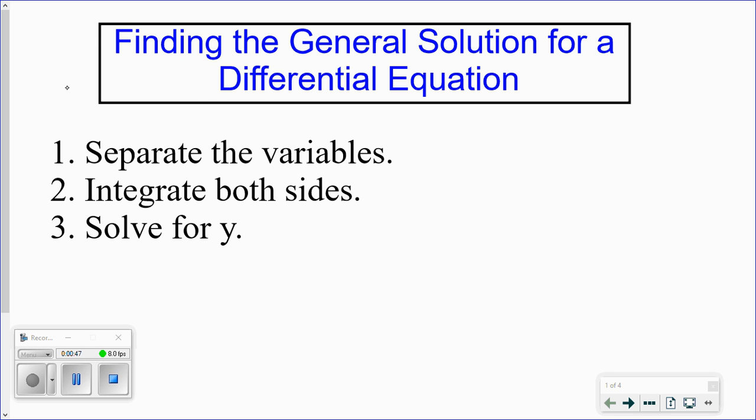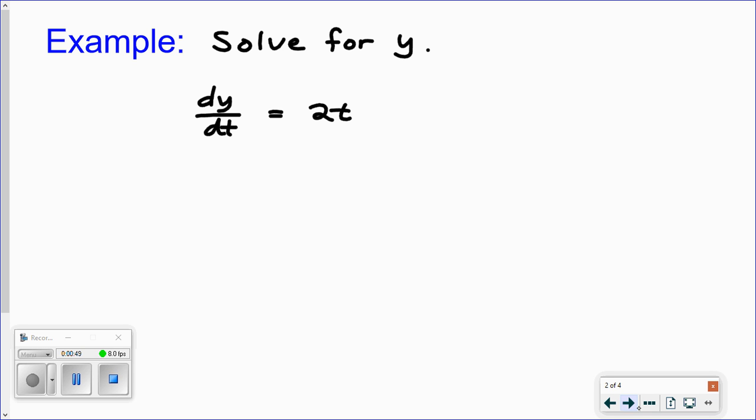Okay, let's look at some examples. Here our differential equation is dy over dt equals 2 times t. This one is pretty easy to separate. All we have to do is multiply by dt on both sides, and we'll get dy equals 2t times dt. And our variables are separated. So the next step is to integrate both sides.